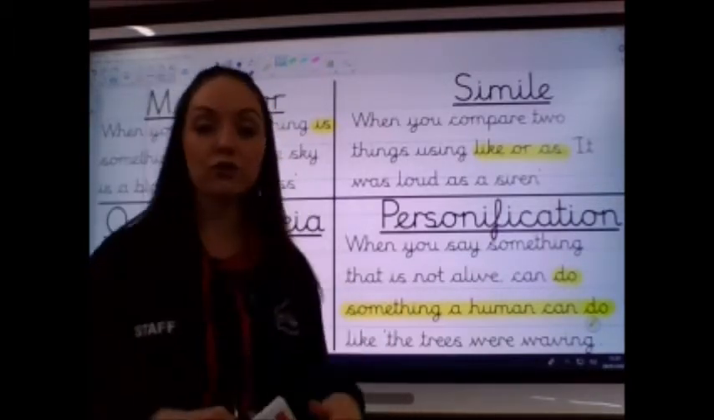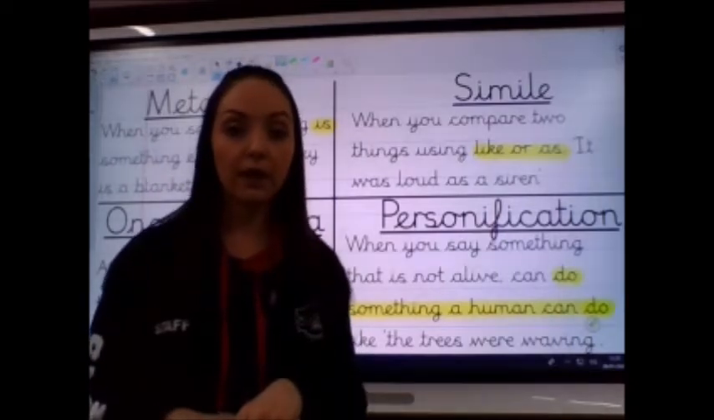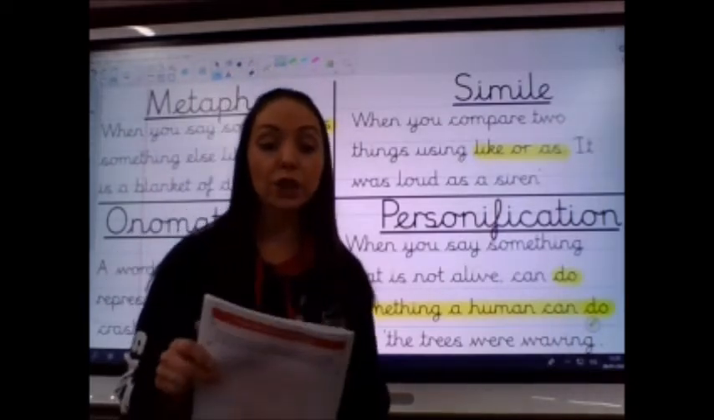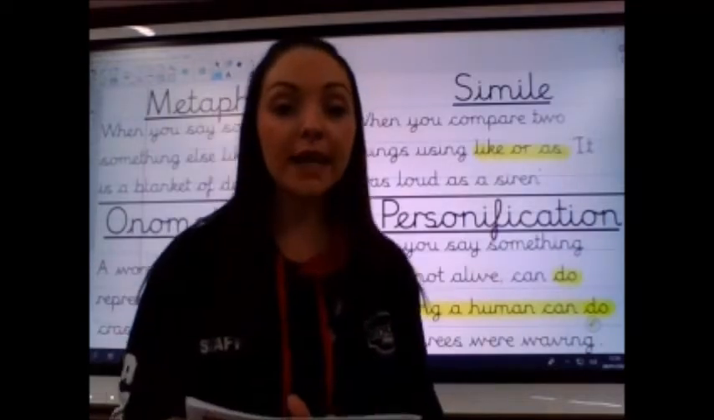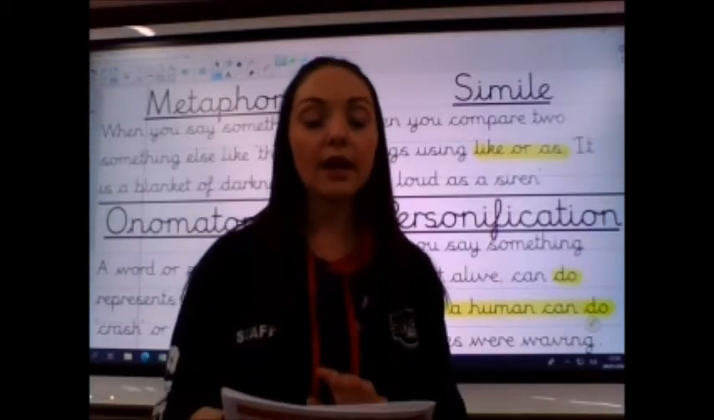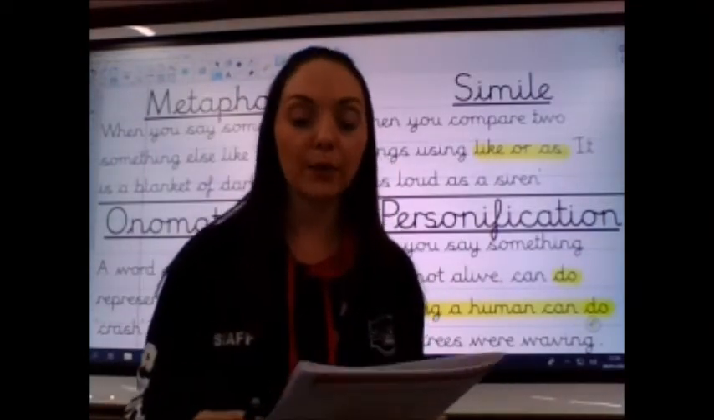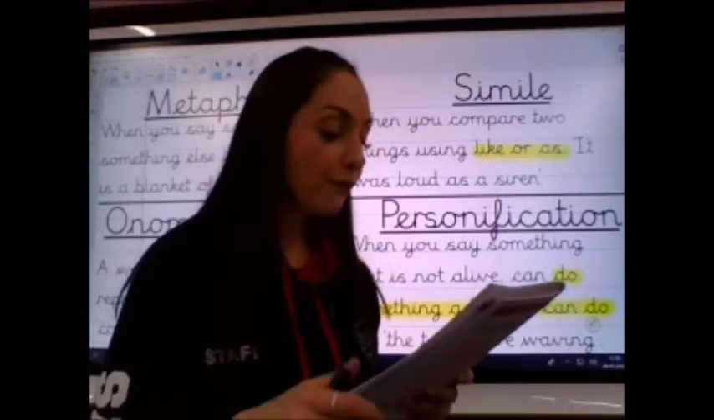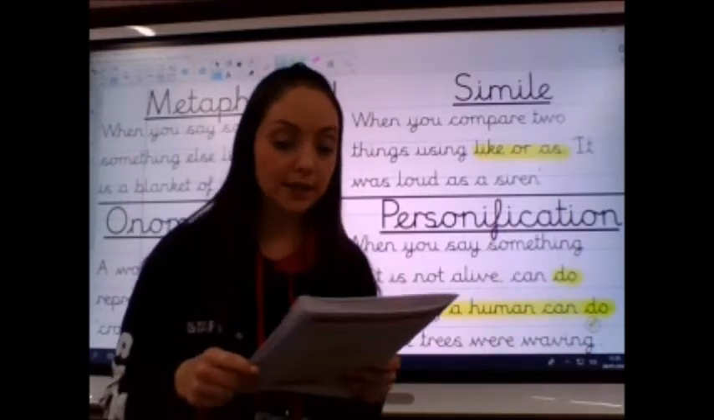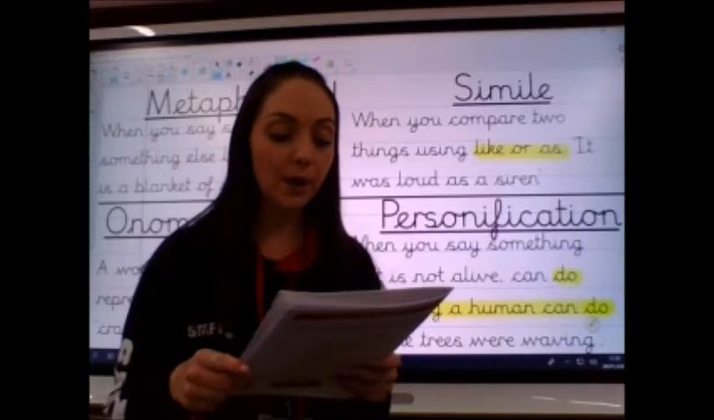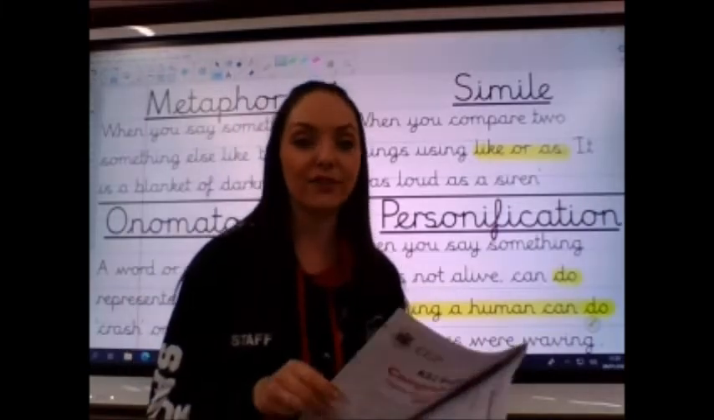For example, the trees were waving. Okay, so now I want you to go back to question 3, read the little bit of text again that you've got, and circle which one you think that one is. Number 4 then says, what is the poet describing in the poem, in lines 9 to 15.